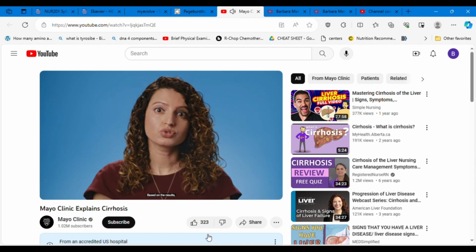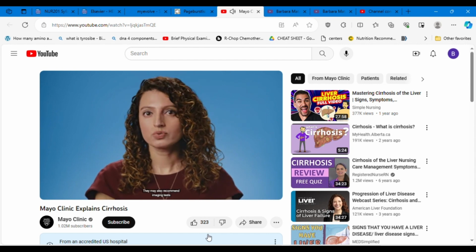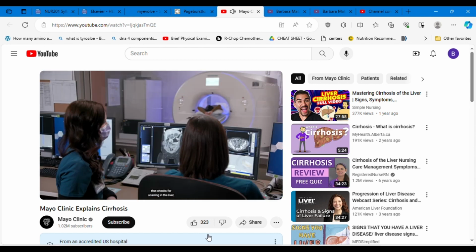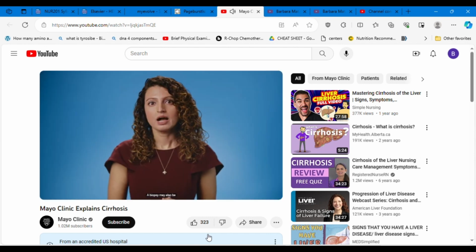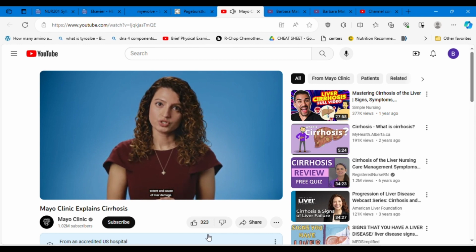Based on the results, your doctor may be able to diagnose the underlying cause of cirrhosis. They may also recommend imaging tests like an MR elastogram that checks for scarring in the liver, or an MRI of the abdomen, CAT scan, or an ultrasound. A biopsy may also be required to identify the severity, extent, and cause of liver damage.